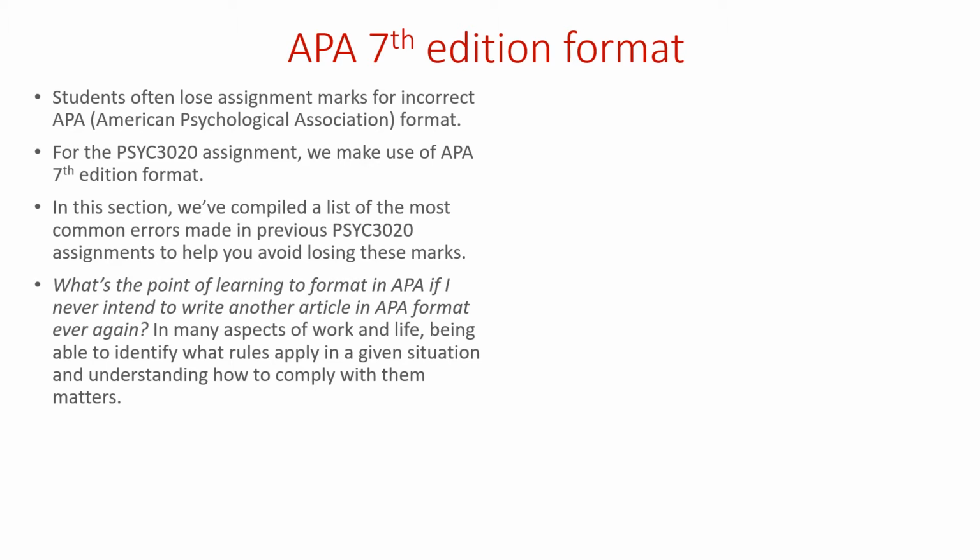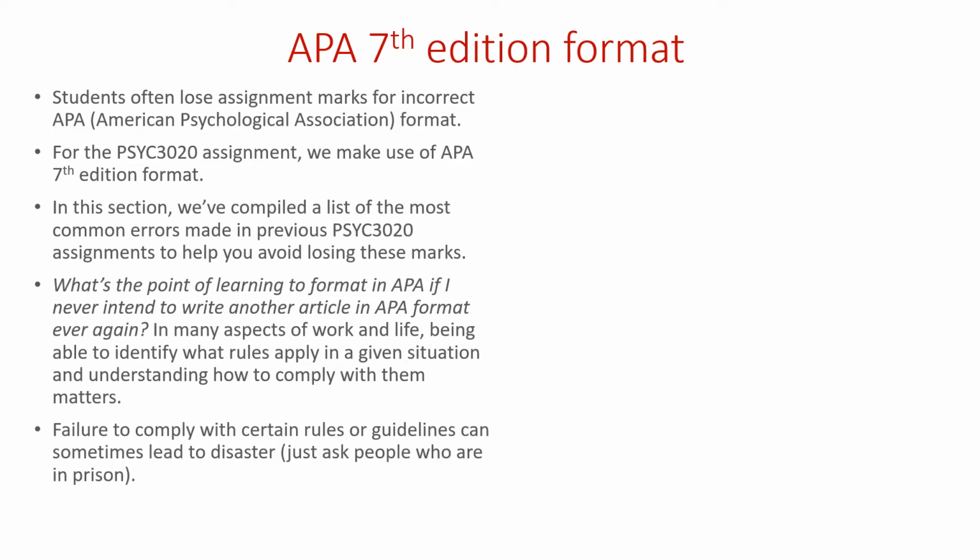A broader question is why are we going to all this trouble of learning something like APA 7th if, for example, you're not intending to go forward with a career where you might be using APA 7th ever again? The answer is that there is a broader skill being taught here, which is the ability to follow rules, to comply with rules in sufficient detail. In many aspects of work and life, being able to work out what the rules are in a given situation, in a given context, and understand how you might need to comply with them is a very important skill.